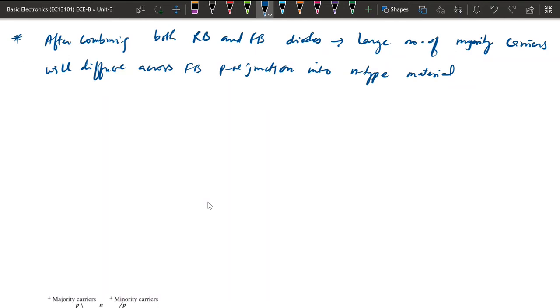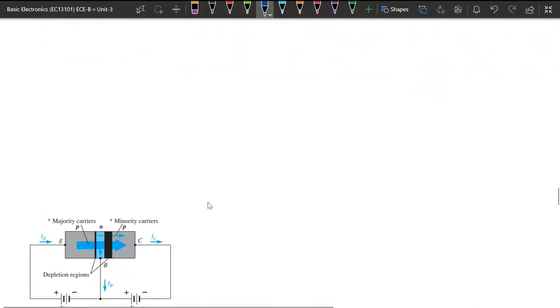Okay, so here we are combining the forward and reverse bias diodes. A large number of majority carriers will diffuse across the forward bias PN junction into N-type material. Okay, so a large number of majority carriers from this P region should be moving to the N region. So here majority charge carriers are moving to the N region.